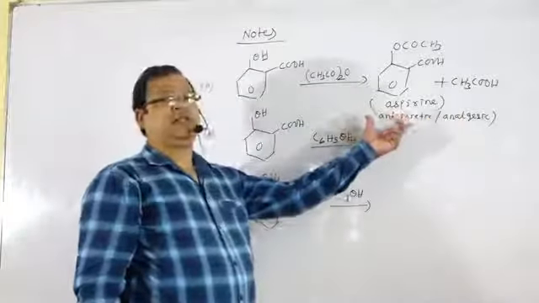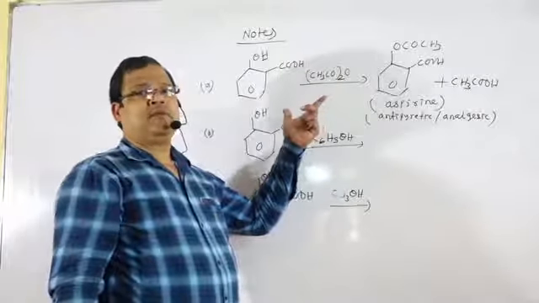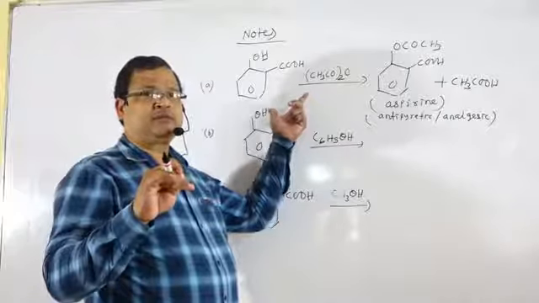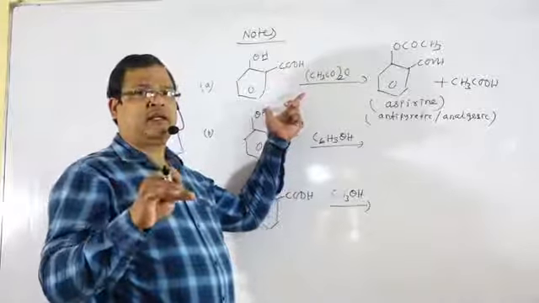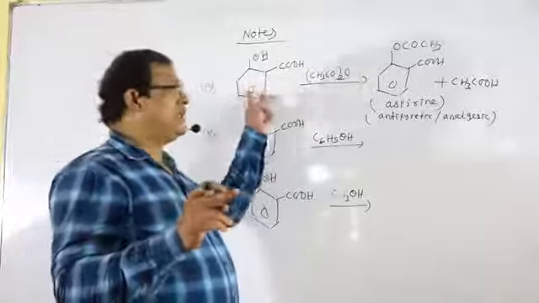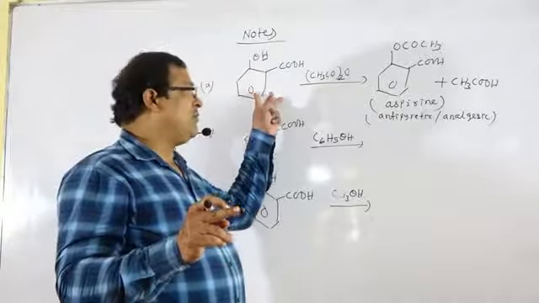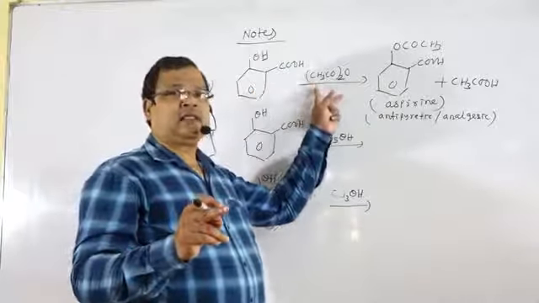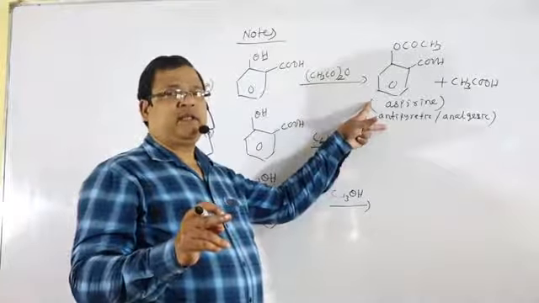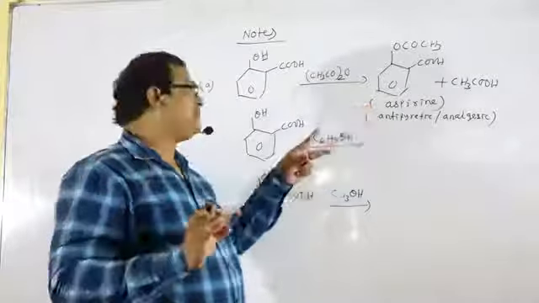So it is a very important property. Already we have explained the uses of phenol. Phenol in the presence of carbon tetrachloride and NaOH at 343 Kelvin forms ortho-hydroxy acid, and whenever this ortho-hydroxy acid is treated with acetic anhydride, there is the formation of aspirin. Aspirin is one of the antipyretic as well as analgesic drugs.